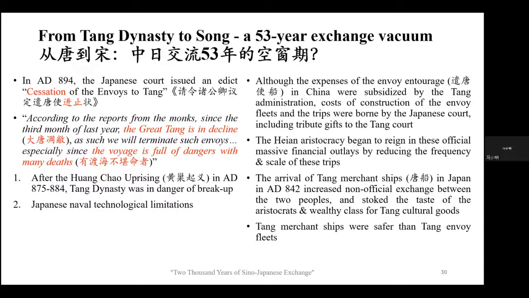While the Chinese sponsored the expenses of the envoy of the Japanese, the Japanese still had to come up with their own money, and this was very costly for the aristocracy, right? They started to limit these kinds of financial outlays, and at the same time, there were more and more merchant ships. So that means more people-to-people exchange instead of an official exchange between the two peoples.